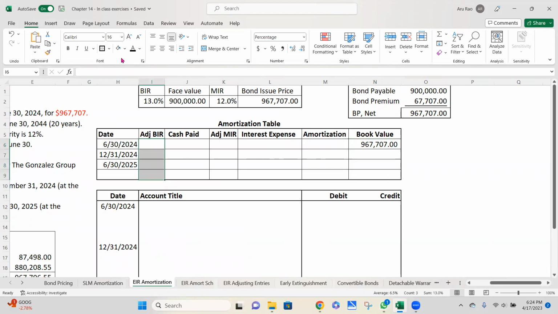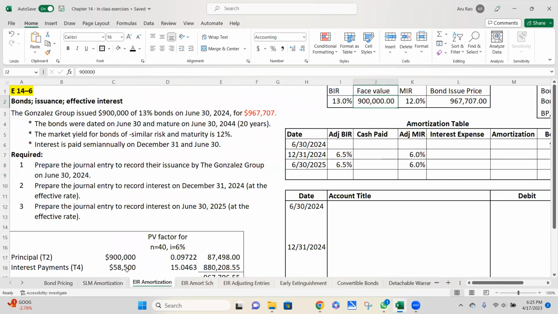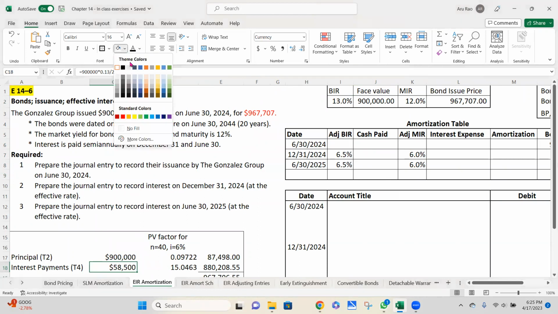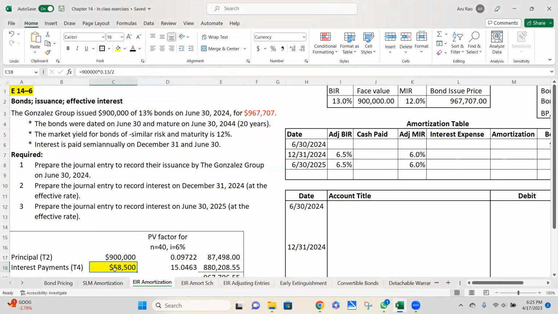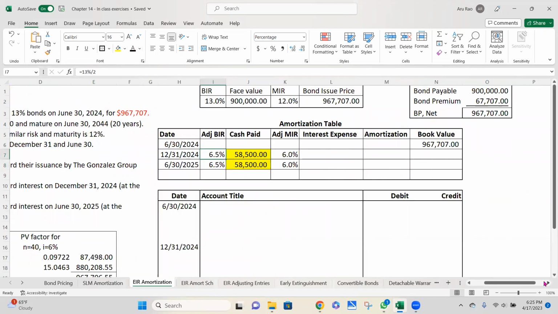Let's first write down the adjusted market and bond interest rate. 13% is the bond rate. Adjustment divided by 2 is 6.5%. Do the same for market rate. 12% divided by 2, we get 6. How much cash am I going to pay each time? We had already done that calculation. That number is the 58,500. That's going to be the same number over here, 58,500. It's 900,000 multiplied by 6.5%. You've already done that calculation.